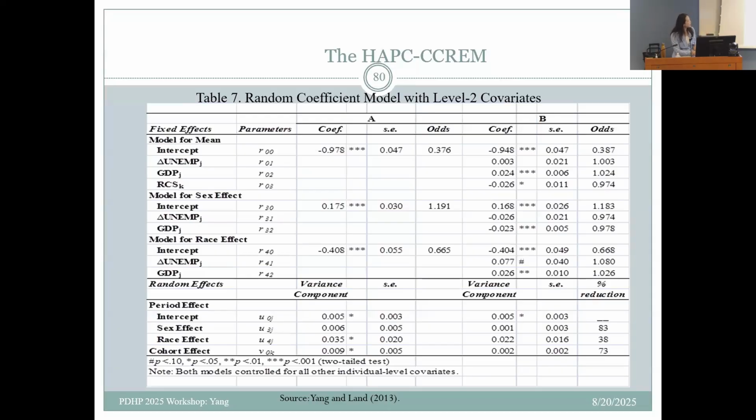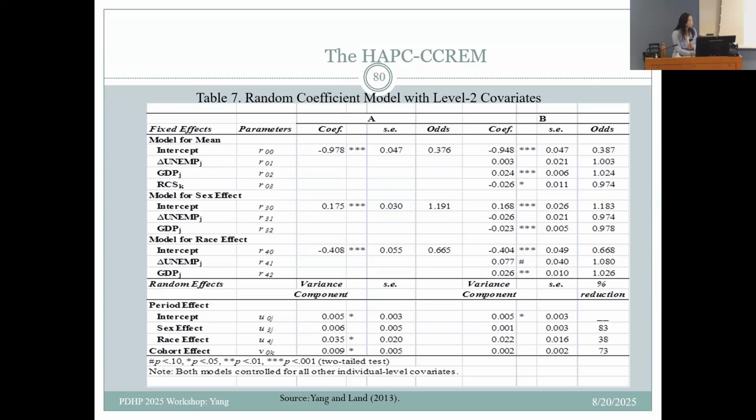The fixed effects estimates show that higher GDP is related to more people being happy. Relative cohort size is negatively related with happiness, as expected, and GDP also seems to be related to smaller sex gaps in happiness, and also smaller race gaps. Small numbers, I apologize. So good economy, less inequality.